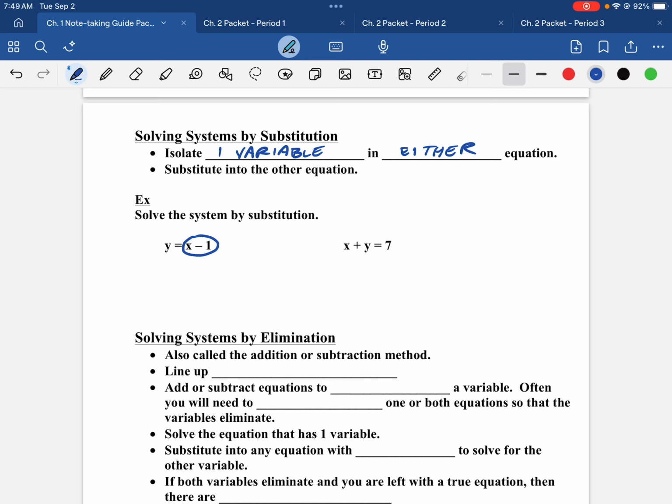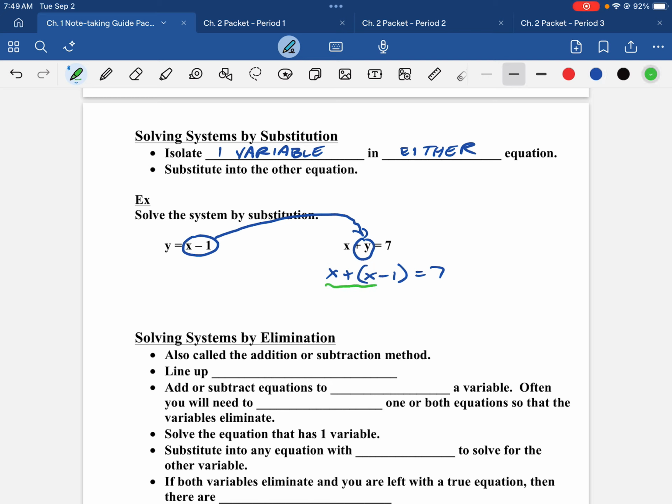So that means in the other equation, where the y is, I can replace it with the quantity x minus 1. So I'm going to rewrite the second equation, x plus the quantity x minus 1 equals 7. So I've substituted into the other equation now. And now I've got an equation with just one variable, so I should be able to solve this for x.